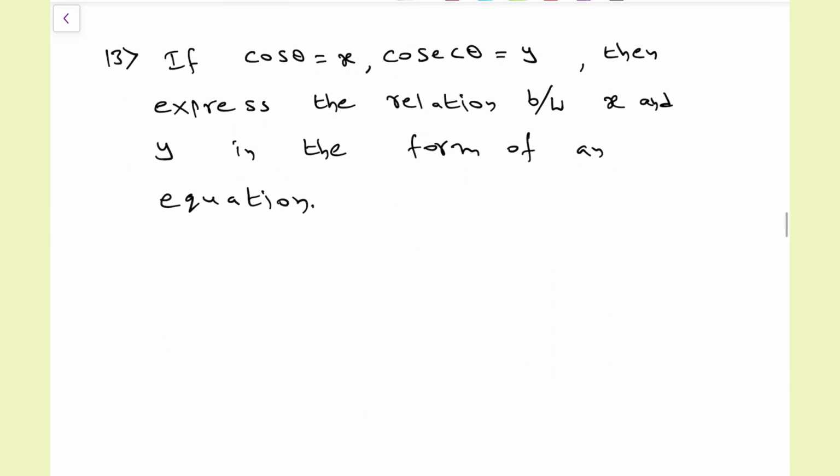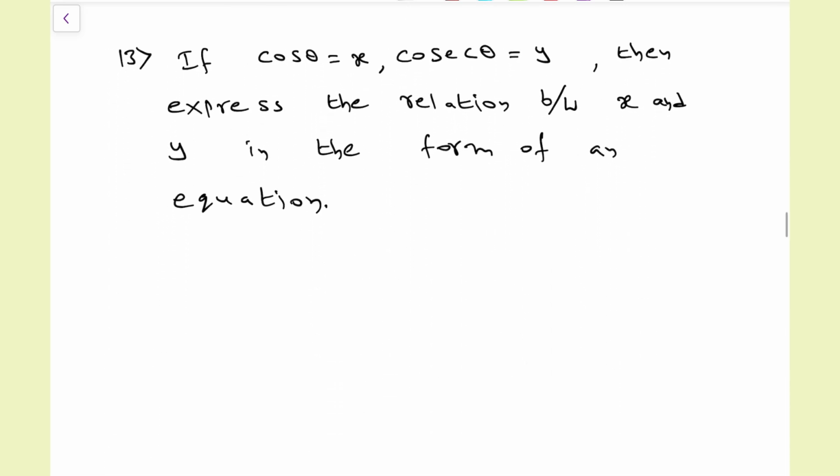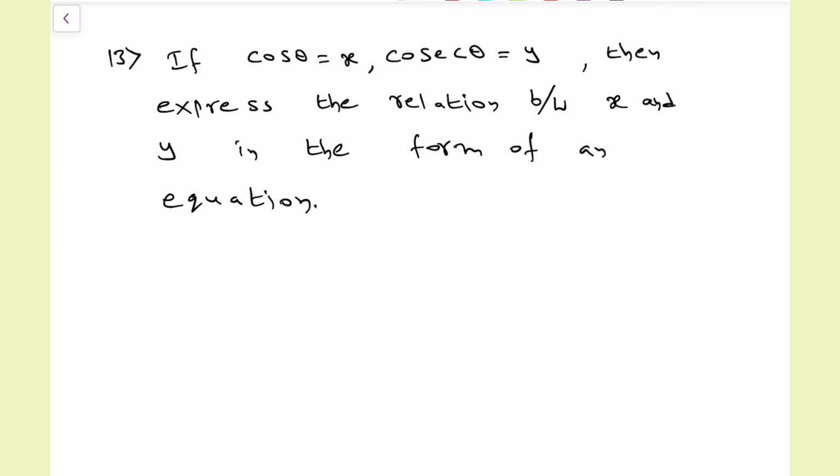Next. If cos theta equals x and cosec theta equals y, then express the relationship between x and y in the form of an equation. So here he said that cos theta is x and cosec theta is y, right? So related to cos we have one identity, right? What is that? Cos square theta plus sin square theta equals 1, or else sin square theta plus cos square theta equals 1.